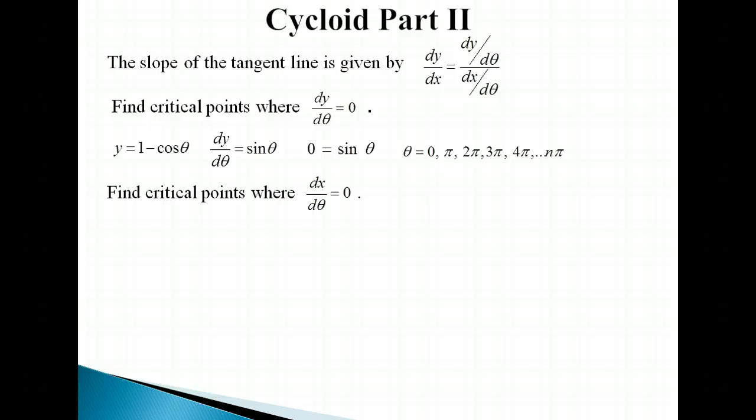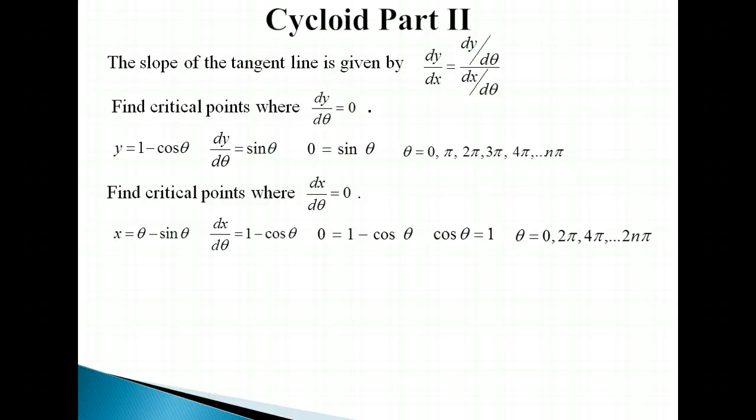Now we're also going to find dx/d theta and set that equal to 0. So our x parametric equation was theta minus sine theta, and the derivative of that is 1 minus cosine theta, and then we're just going to set that equal to 0 and isolate cosine of theta. So cosine of theta is 1. And that's going to happen when theta is equal to 0, 2 pi, 4 pi, and so on.